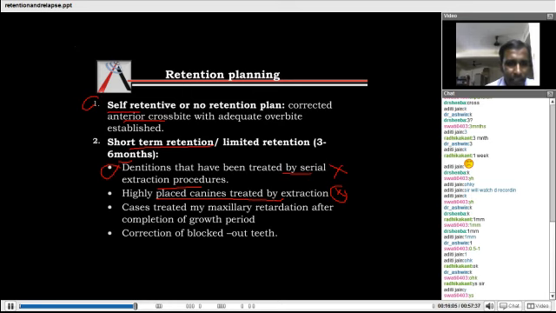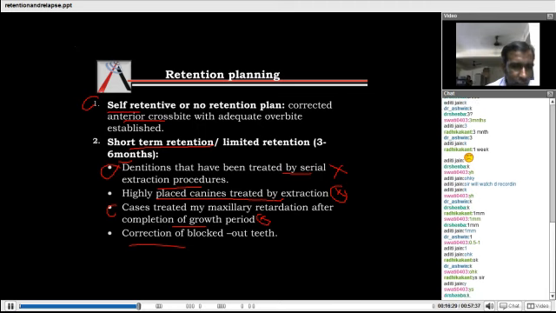Cases treated by maxillary retardation after completion of the growth period. Once you bring the maxilla back, there is no chance of it going forward too much. That's why the retention period is very short in those cases, because the bone will get adapted to it. Correction of blocked-out teeth, again something like crossbite. Once you get the correction, to maintain the occlusion the retention plans are very short for this. That is why it's short-term retention. Okay?